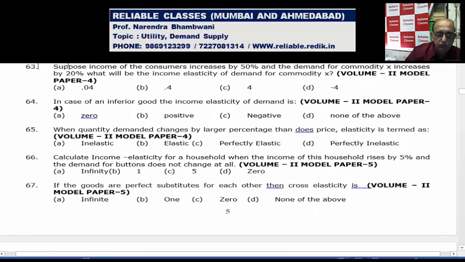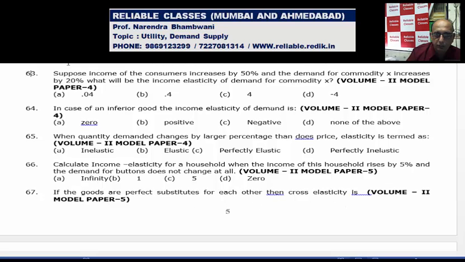Okay. Suppose income of a consumer increases by 50% and demand for commodity X increases by 20%. So income of the consumer increases by how much? 50% and demand for the commodity increases by 20%. So 20 divided by 50 will be 0.4. Okay, not 0.04, 0.4. B is the answer.